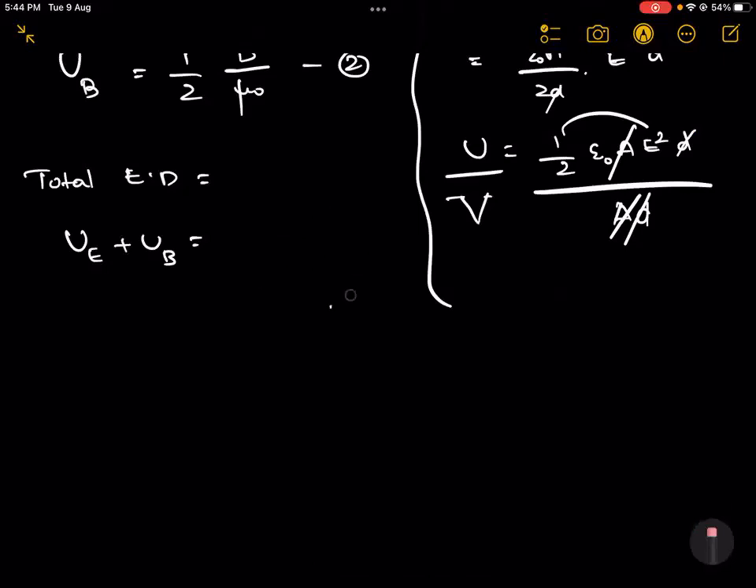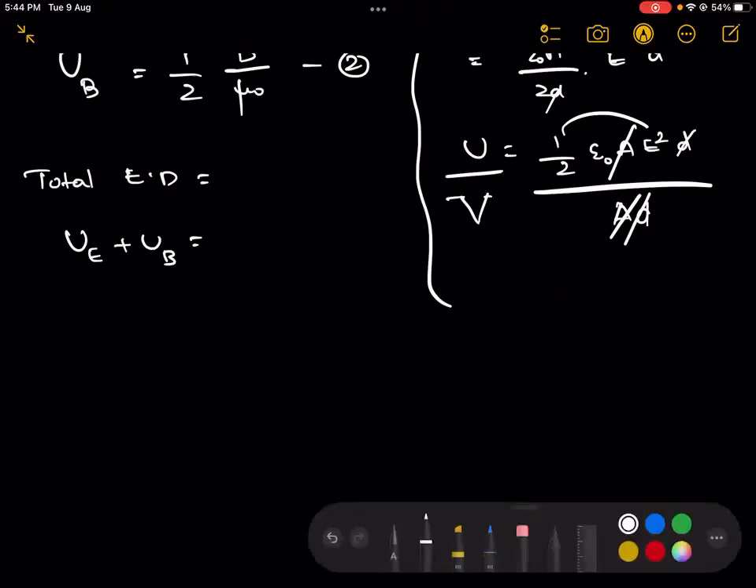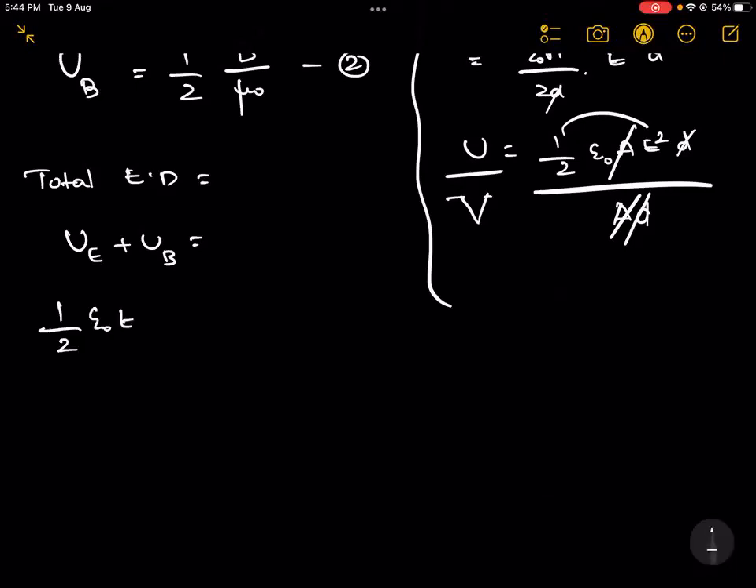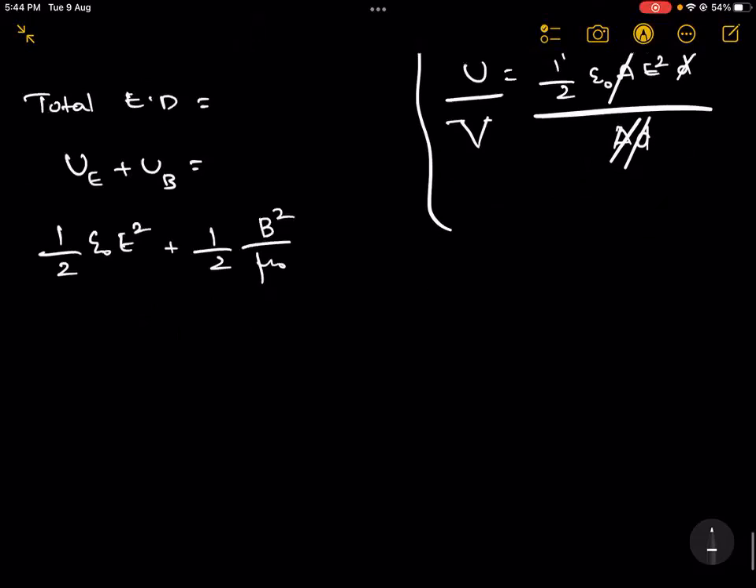I'll write it again. Listen. See, half epsilon naught E square plus half into B square divided by mu naught. When I have this value, listen to this.